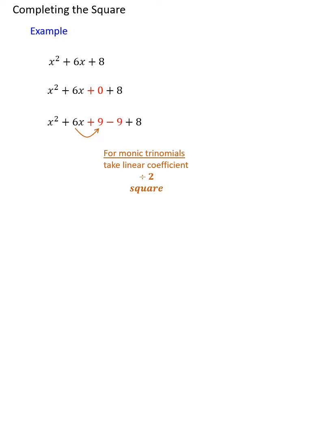Again, when deciding how to choose your 0, in this case we chose 9 minus 9, take half of the linear coefficient and square it, and you'll know how to create your 0. By the way, it's worth noting here before we go any further that this trick only works for monic trinomials. More later on what to do if your trinomial is not monic. And here's the original presentation that we saw earlier.